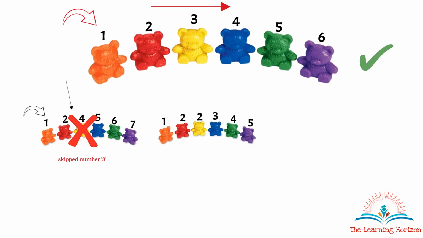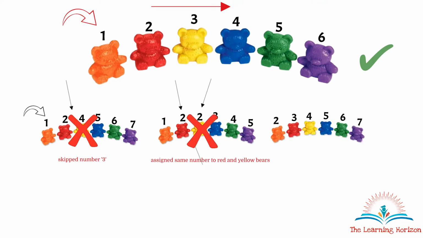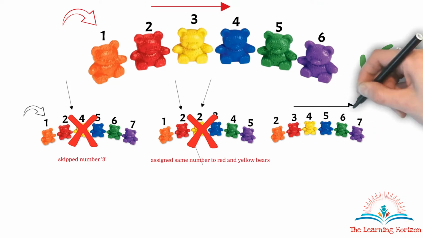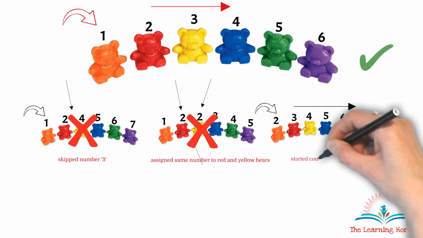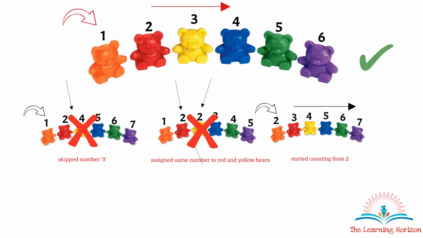Now, look at this example. Here again we have the same set of bears. Let us see what's wrong here. Here again we said the number 2 times. That is, I have assigned same number for red and yellow bear, and that will again give us the wrong count of bears. Now look at this last one. Here the numbers are in order like 2, 3, 4, 5, 6, 7. However, we started counting from 2 and not 1. And again that will give us the wrong count of bears.